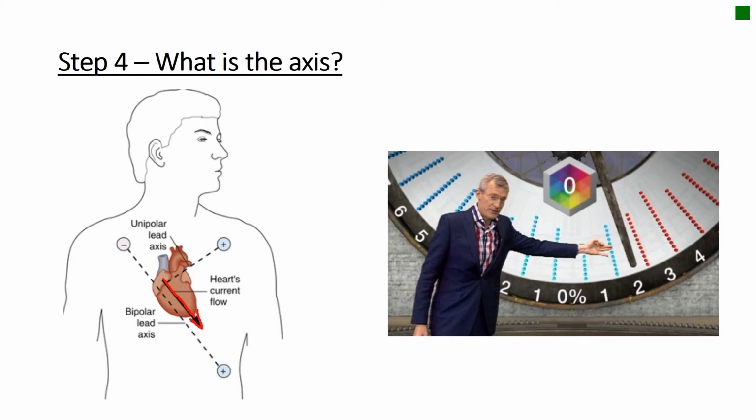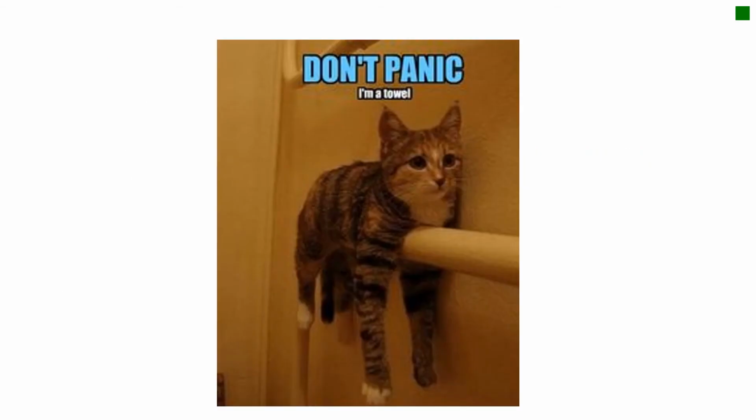This is a picture of an election night in the UK, and they use something called a swingometer as they have their counts of the votes coming in, and they say, oh, it's swinging this way at the moment. That's just to give you the same idea. What's the average flow of current through the heart? Like I say, this is one of the most difficult things in ECGs. Don't panic.